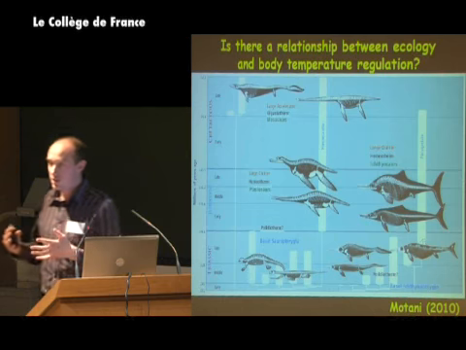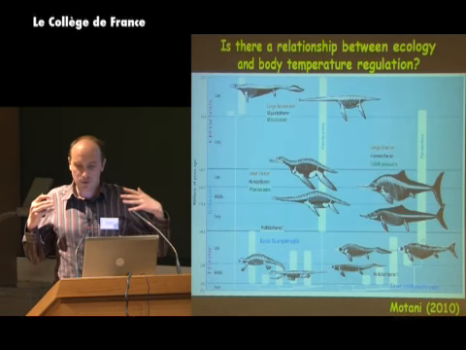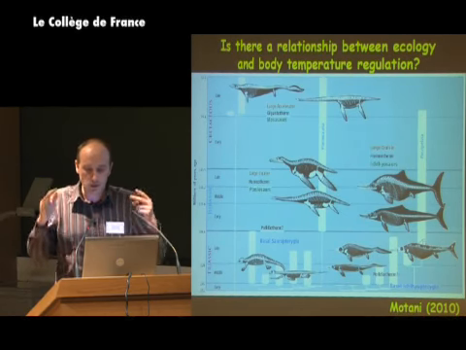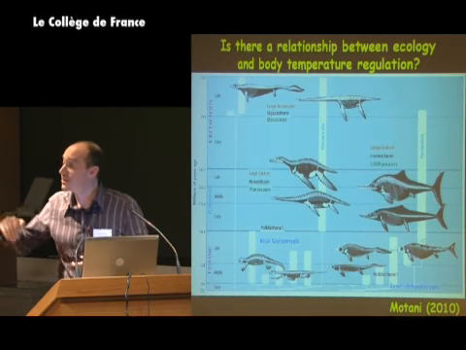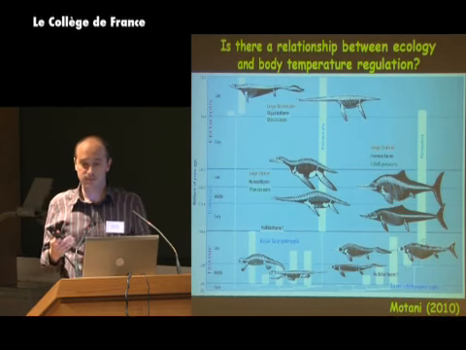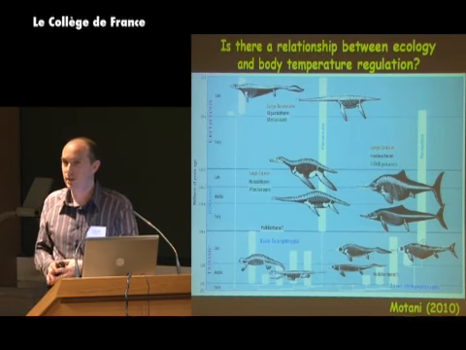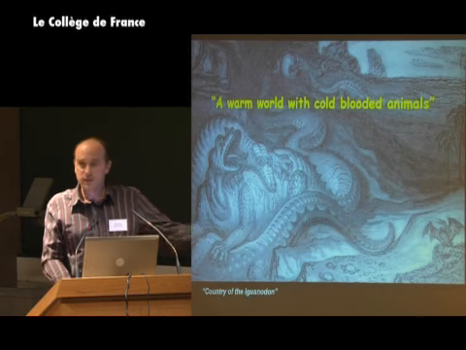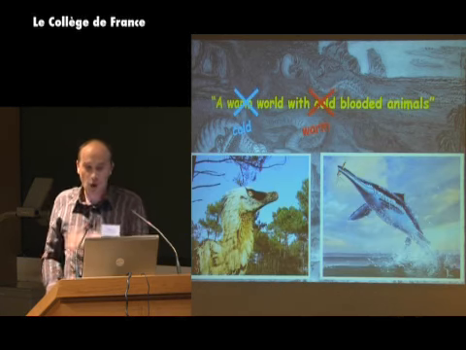And so the question I ask here is, is it relevant now to just look at the origin of endothermy from a phylogenetic point of view? Or maybe many other groups may have developed this kind of temperature regulation? So I will stop here by saying now that the Mesozoic was not a warm world with cold-blooded animals, but could have been a cold world dominated by warm-blooded reptiles.